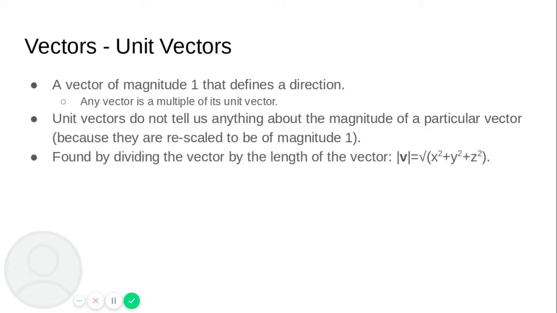So a unit vector is particularly useful. It's a vector of magnitude 1 that defines a direction. Any vector is a multiple of its unit vector. These don't tell us anything about the magnitude of a particular vector, since they are all rescaled to be a magnitude of 1. These can be found by dividing the vector by the length of the vector. The length of the vector is found by squaring the x and adding it to the y squared plus the z squared coordinate and all square rooting.